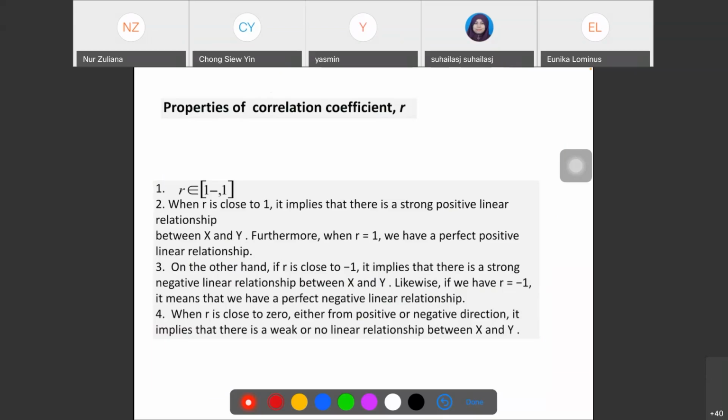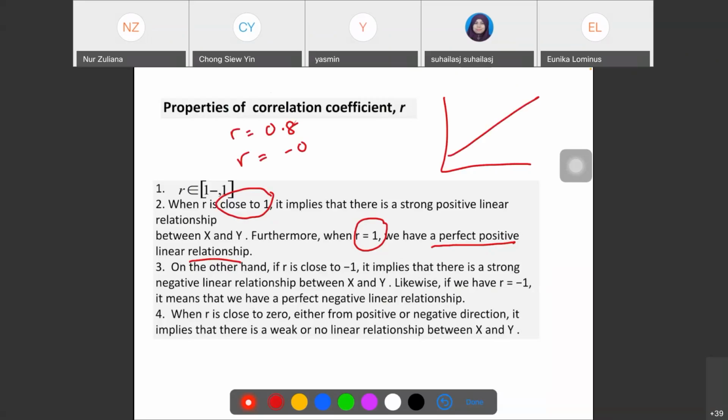If your R is close to 1, it implies that there is a strong positive linear relationship between X and Y. But if your R is equal to 1, that means perfect positive linear relationship, maksudnya if you plot, you have a straight line linear relationship. On the other hand, if R is close to -1, so strong negative linear relationship. For example, let's say you have 0.8 and above, so we can conclude that it's a strong positive relationship. If R is negative, we have a strong negative linear relationship.